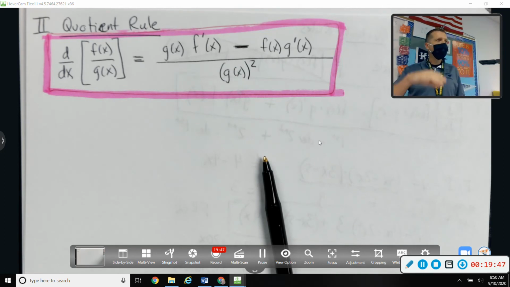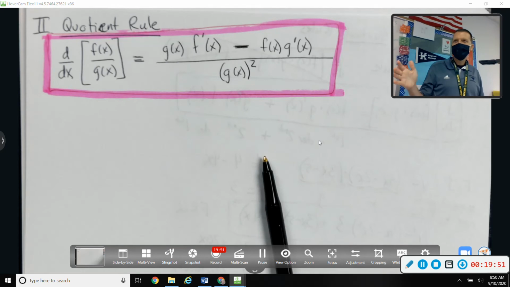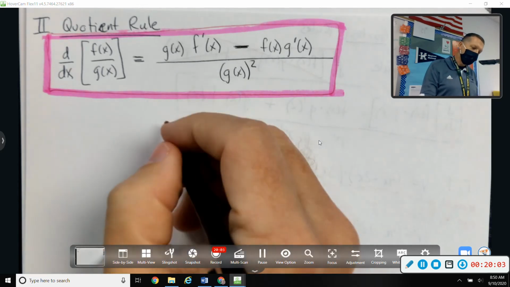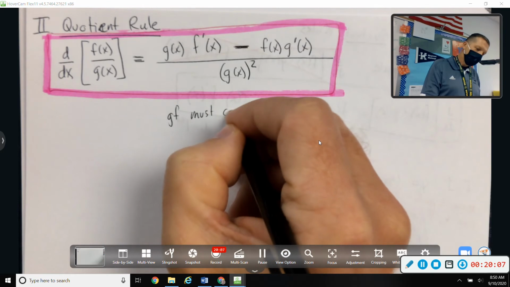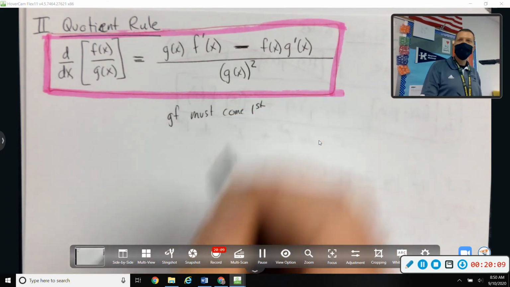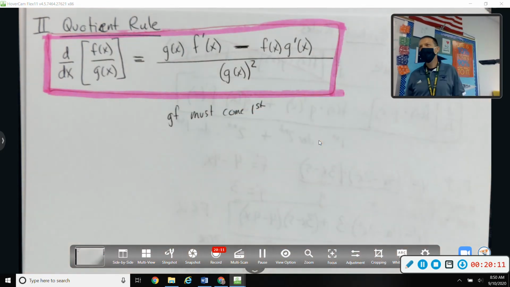Here's how I always remember which one goes first, and I'm probably going to get in trouble because it's going to be on YouTube later, but if you're in a relationship, you're like, whoa, we shifted to relationship advice here? If you're in a relationship, the only way to make this work is, I'm talking to the guys here more than the girls, the only way to make it work is that the GF has to come first. Right? It's the only way to make it work, guys. Sorry. In a relationship or in the quotient rule.